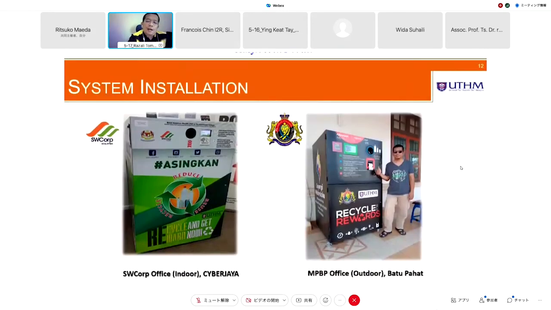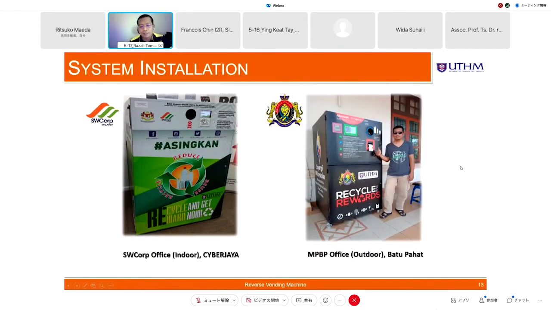This is what I want to highlight in the second part of my presentation, which is that we have put our machines into locations. The first one is in Cyberjaya, where we put the machine indoor. The second, we put in Batu Pahat Municipal Office, where we put it outdoor. We want to know the user perception level of the machine, and whether it can be used to increase recycling activities or not.